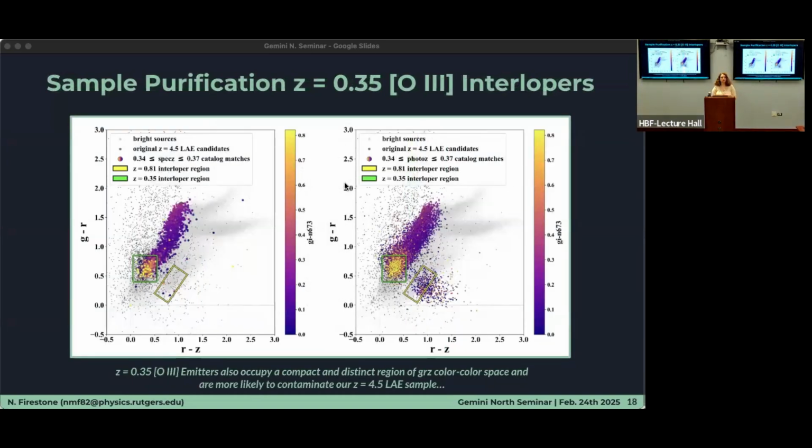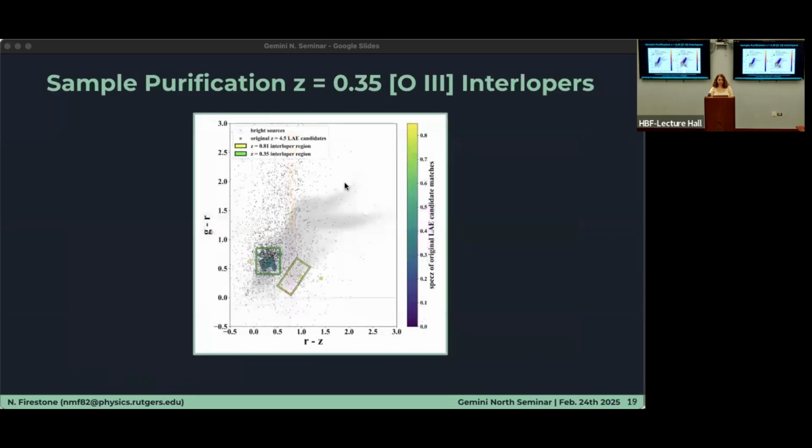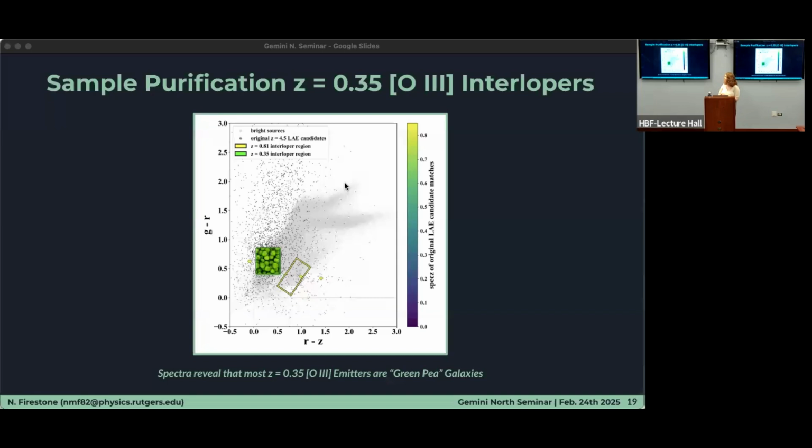So in order to really make sure that we are exclusively selecting these O2 emitters, what we decided to do is we first matched all of the objects in our LAE catalog to a spectroscopic redshift catalog, and we found that the objects that were indeed O2 and O3 emitters resided in those boxes where we had predicted they might. And when we took a look at those spectra, we realized that the O3 emitters resembled what we call green pea galaxies.